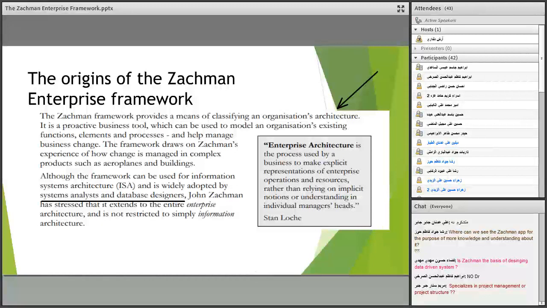The Zachman framework, the Zachman enterprise framework, focuses on the enterprise architecture, not on project management.